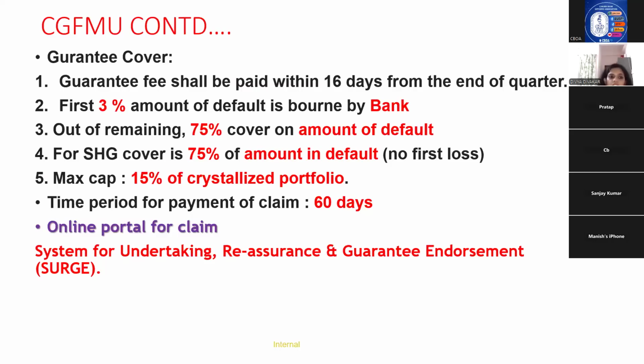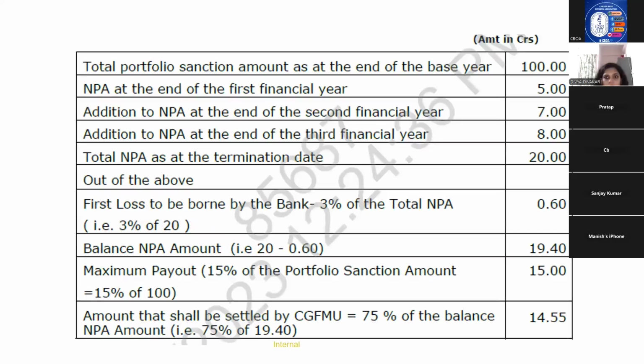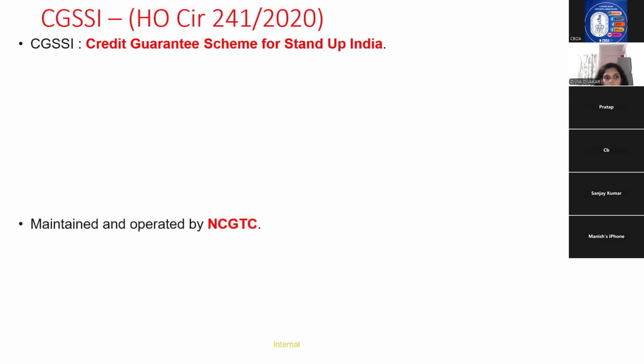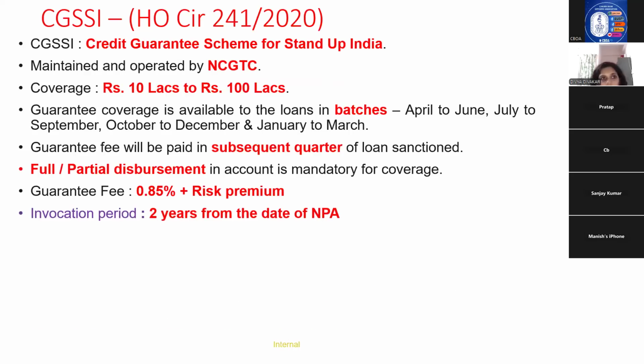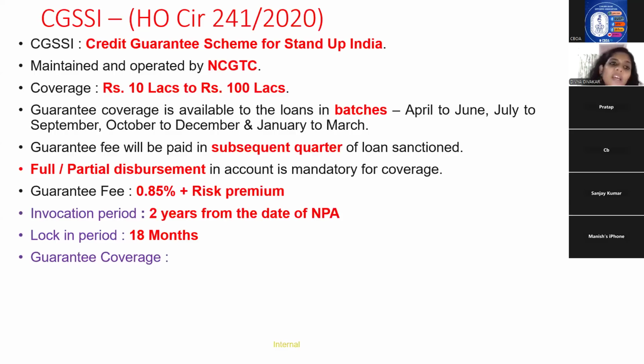Here the time period for payment of claim is 60 days. Then for CGFMU, there is an online portal. It's SURGE, System for Undertaking, Reassurance and Guarantee Endorsement. Coming to CGSSI. What is CGSSI? Credit Guarantee Scheme for Stand Up India. It is maintained and operated by NCGTC.